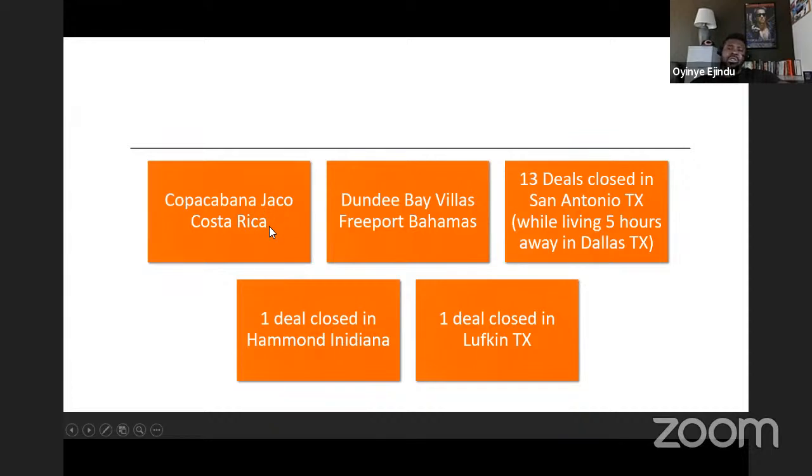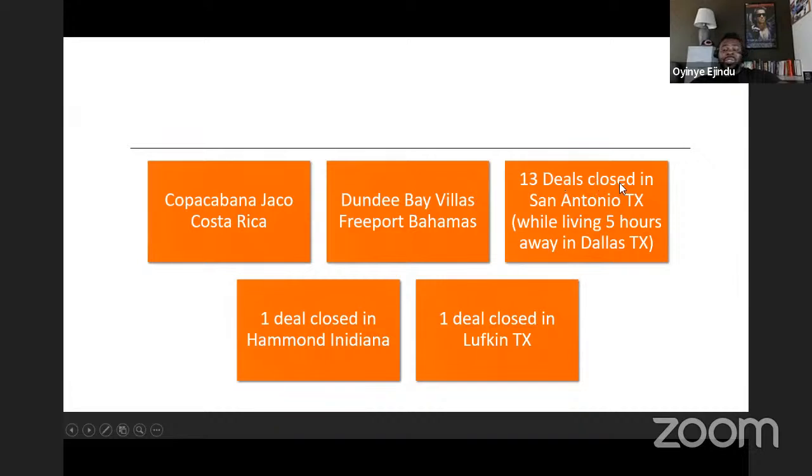Again, the reason I'm pointing this out to you guys is because on the first slide, I showed you how you can invest in properties overseas. I live in the United States, in Dallas, Texas, to be specific, but I've done deals outside of the United States. Case in point being the Copacabana Jaco in Costa Rica. I've also worked on a deal in Dundee Bay Villas in Freeport, Bahamas, again, completely outside of the country as well, and been able to also see success in those deals.